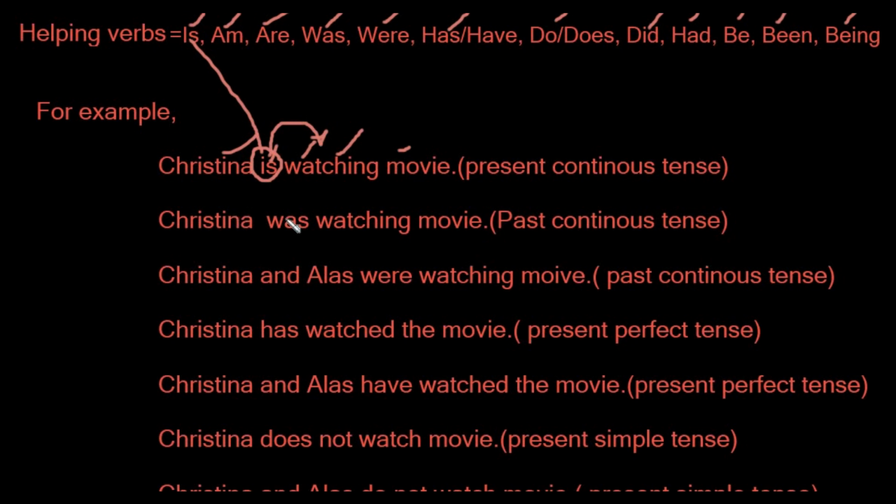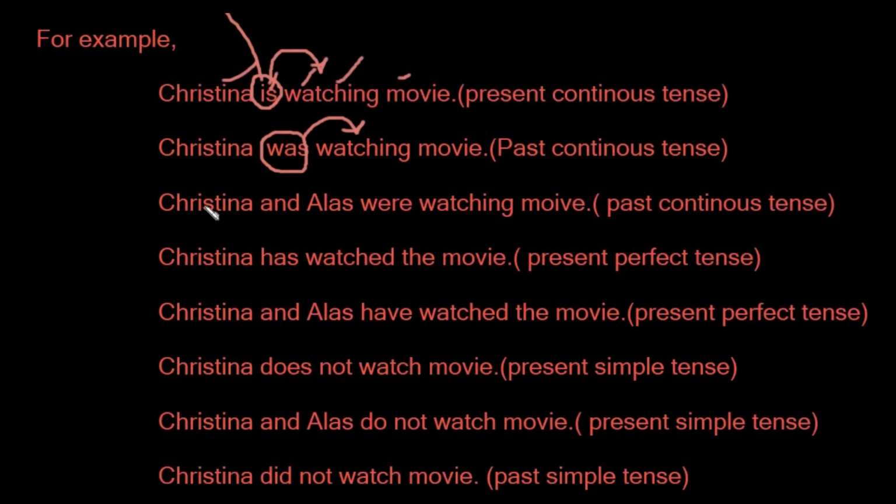The second sentence I have, Christina was watching movie. In the same way, was is a helping verb, and it is helping the main verb in a sentence to form tense, which is the past continuous tense. Watching is the main verb. The third one we have, Christina and Alice were watching movie. Christina and Alice are plural, and we use were with plural nouns or plural subjects. So we are using the helping word were, and this helping word is helping the main word watching in a sentence to form the past continuous tense.